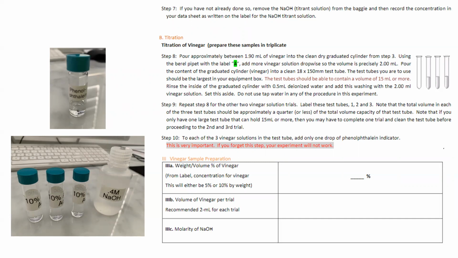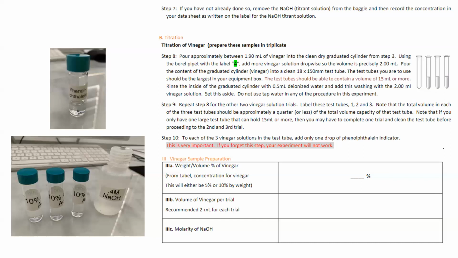Again, it will be clear when the solution still has H+ ions. Once there's an excess of OH- ions and all the H+ ions have been neutralized, it will turn to a pink color. Okay, so we want to measure accurately the volume of the acid solution. You're using your 10% acetic acid solution, but we want to accurately measure the volume that we put into each test tube. We're going to be using the largest size test tube in your kit, and our clean and dry 5 milliliter graduated cylinder. We're going to quickly pour approximately 1.9 milliliters of the acetic acid solution into the graduated cylinder, just slightly below the 2 milliliter mark.